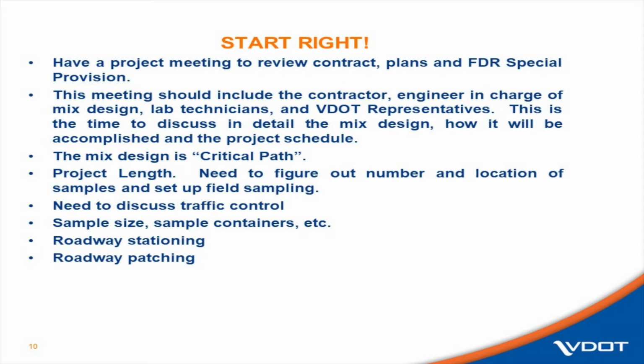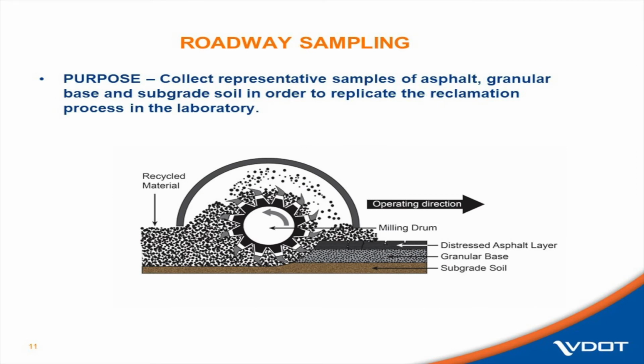Roadway stationing. Oftentimes these plans don't come with stations. So someone has to get out there with a roller and mark off stations so you can identify sample locations. And you've got to talk about roadway patching. You're going to be taking a lot of samples out of this roadway, and it's a lot to go back in to patch these holes, more than you think. We'll talk about that too. Again, start right, end right. Communication is key. So again, the purpose, we're trying to reproduce this in the laboratory.